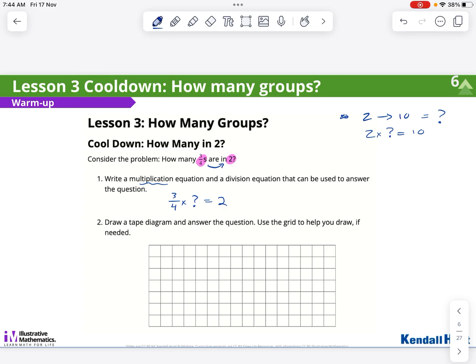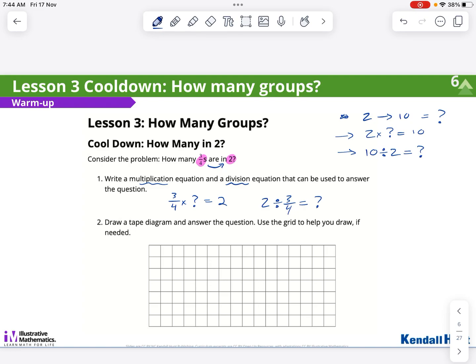The second one is the division equation. If I want to know how many 3/4 are in 2, well, I could take 2 and divide that into groups of 3/4. And however many times that goes into there is going to be my answer. Similarly up here, the division equation would be, I have 10 and I divide it by 2, and my answer is going to tell me how many times 2 goes into 10. All right, so that would be my multiplication and division equation.